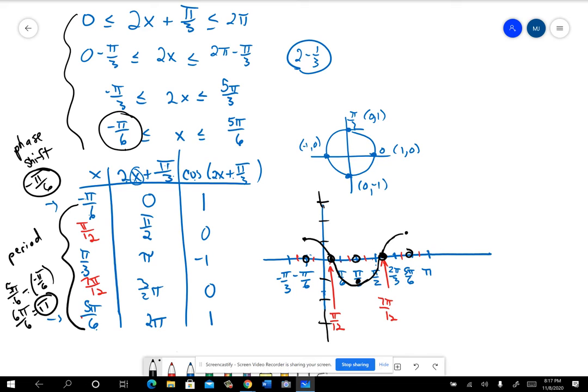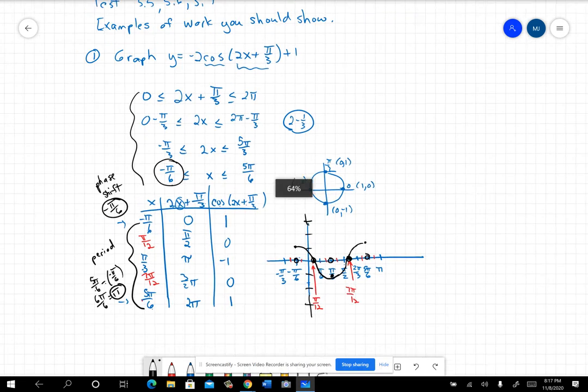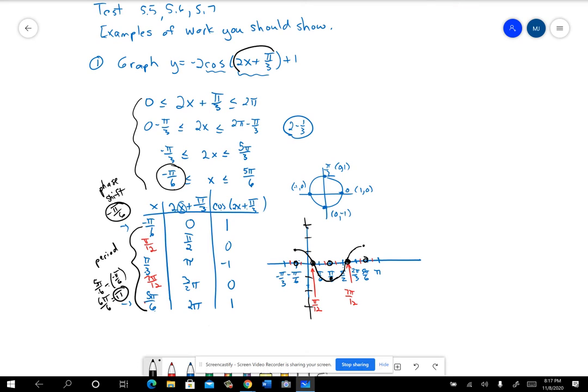Okay? So that 2x plus pi over 3 thing, let's move it down a minute. Let me squish it a little bit so we can see that. Okay, that was this input area right here. So that's the B and the C. Okay. So remember how we had the general thing looking like that. So the B and the C affect the period and the phase shift.